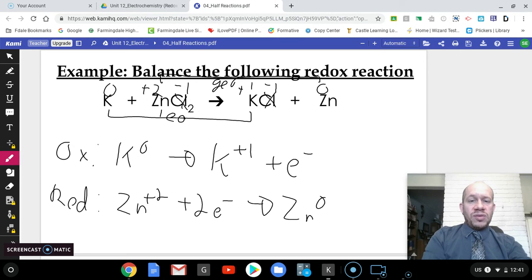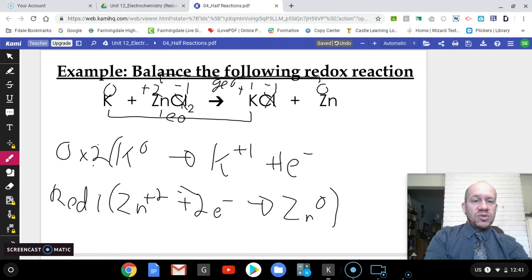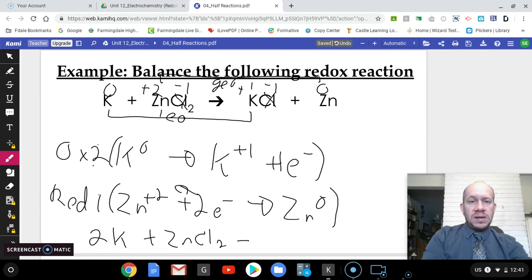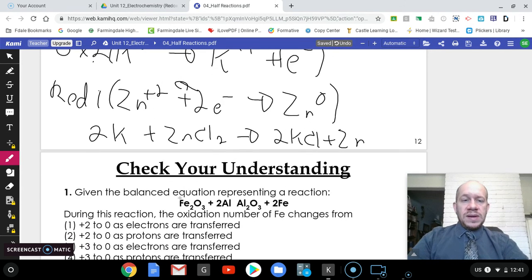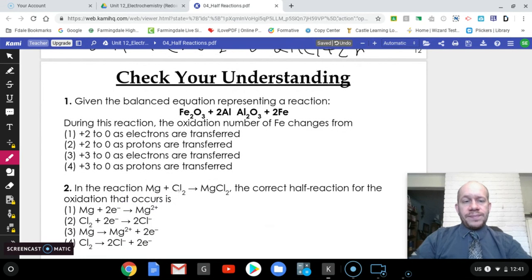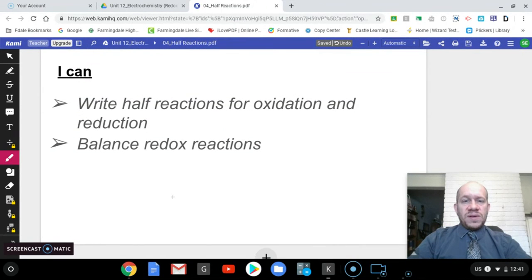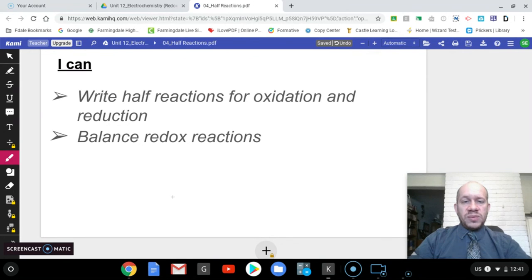Now I will multiply through by the opposite, so I'll multiply this by 1 because there's 1 electron, and I'll multiply this through by 2 because there's 2 electrons. So then 2 potassium plus zinc chloride will produce 2 KCl plus zinc. And now we have a balanced charge and mass. So check your understanding. And now you can write half reactions for oxidation and reduction, and you can balance those redox reactions.